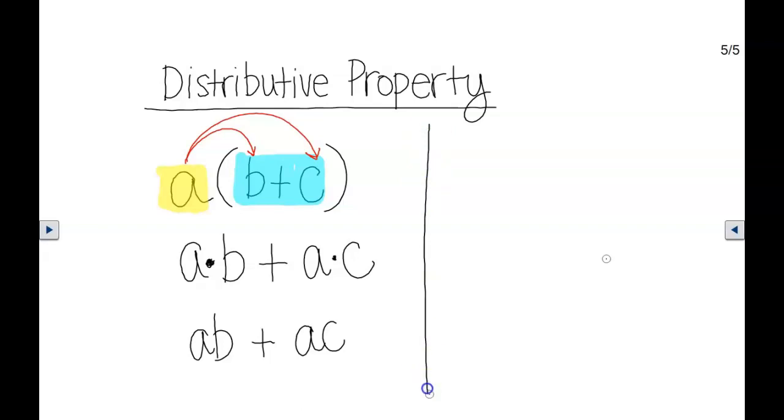All right, the other type of problem where distributive will work is when we have a number times an entire group that contains subtraction.